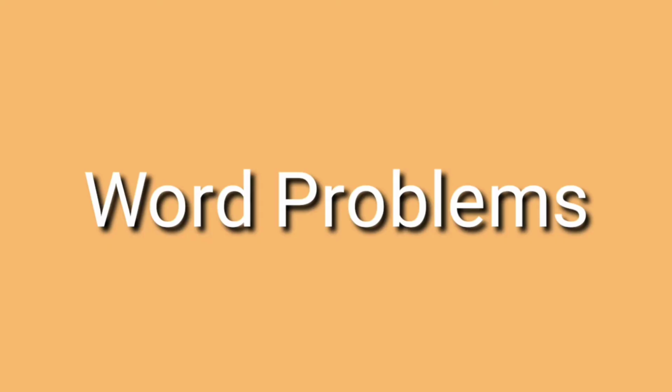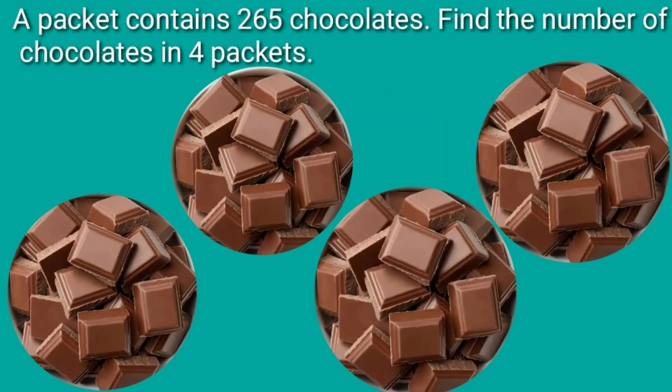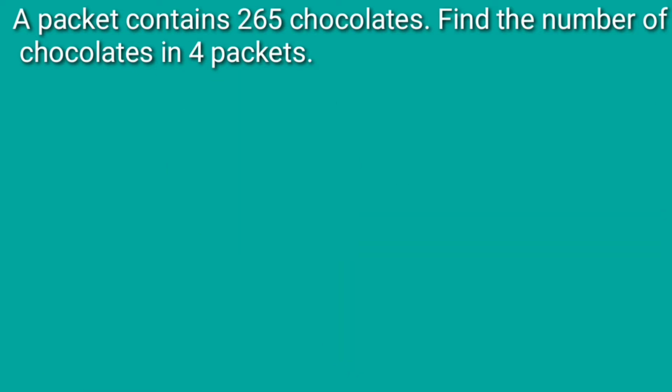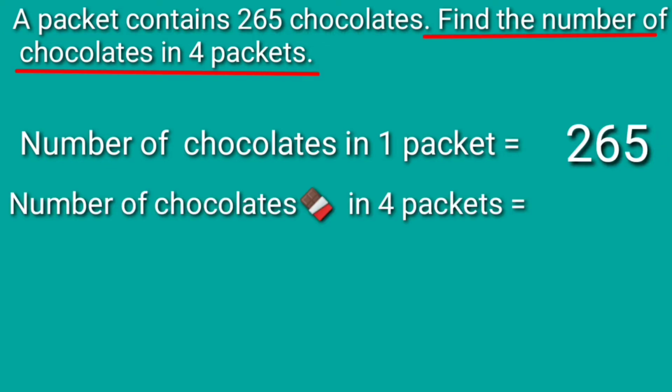Okay, let us move on to word problems. Here is the first one. A packet contains 265 chocolates. Find the number of chocolates in 4 packets. Okay, first let us see what we need to find. We need to read one sentence at a time. Now we get the first information. Number of chocolates in one packet: 265. Then we need to find the number of chocolates in 4 packets. 265 into 4. Let us multiply 265 by 4.